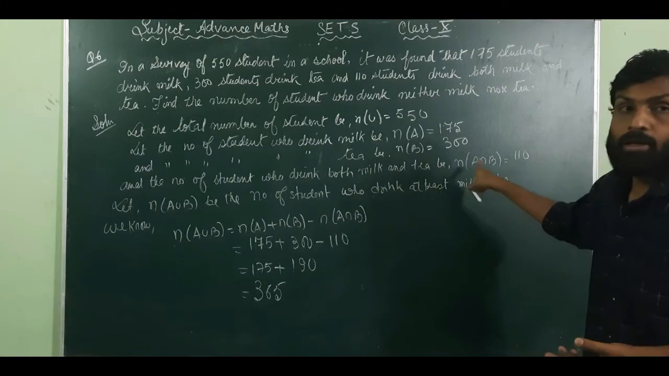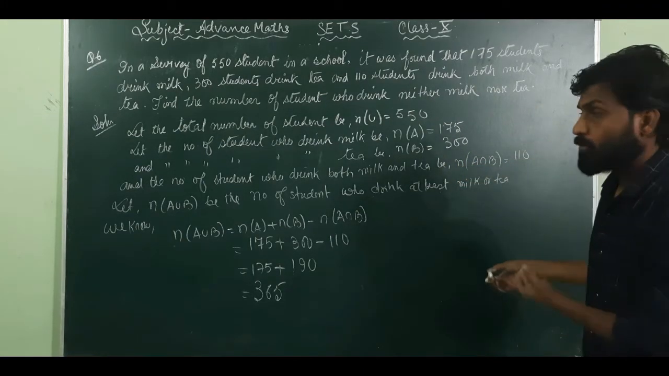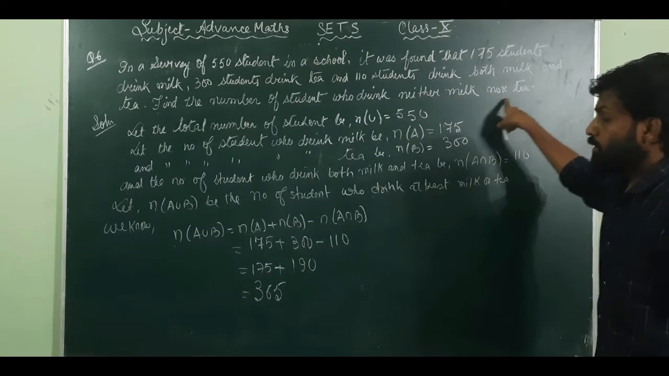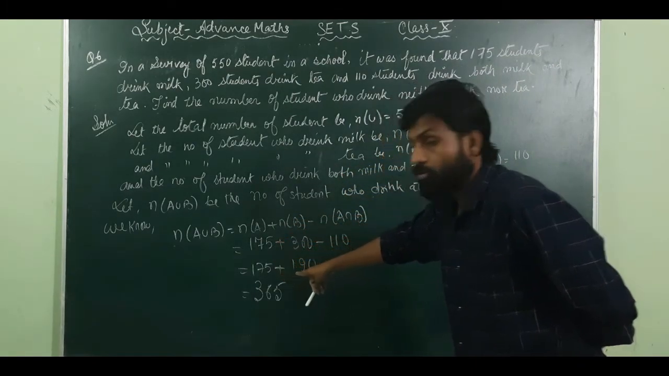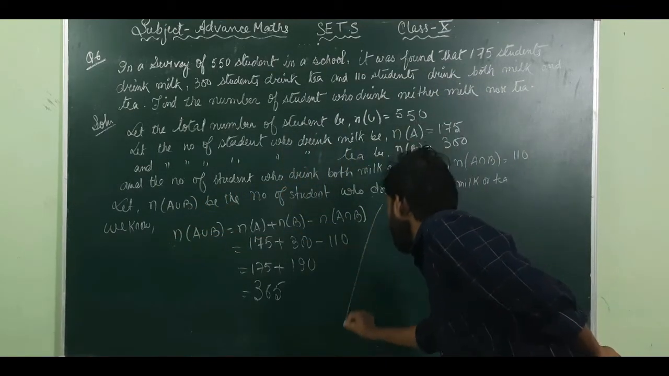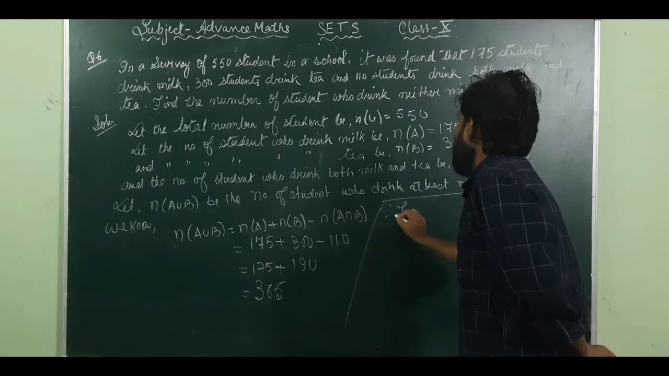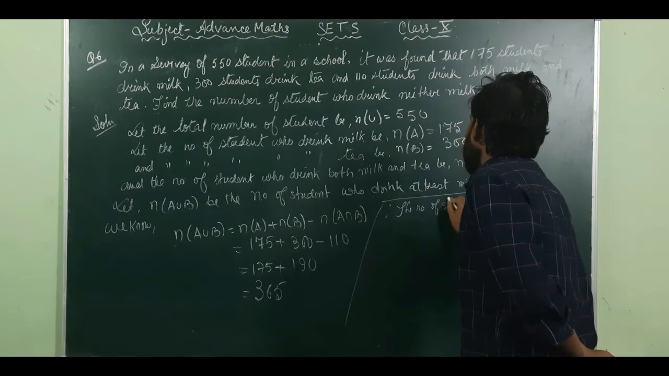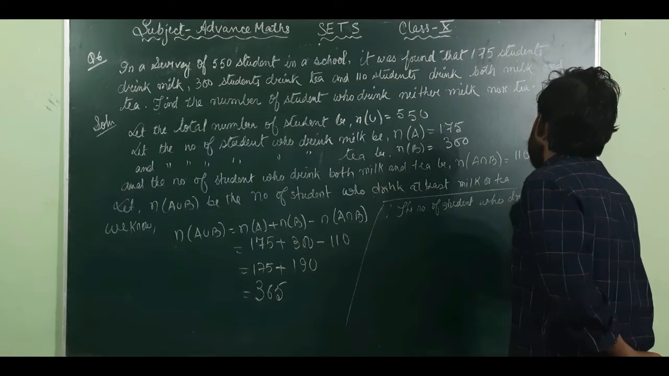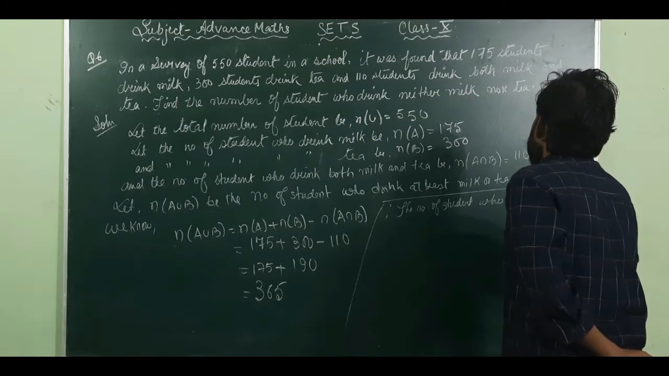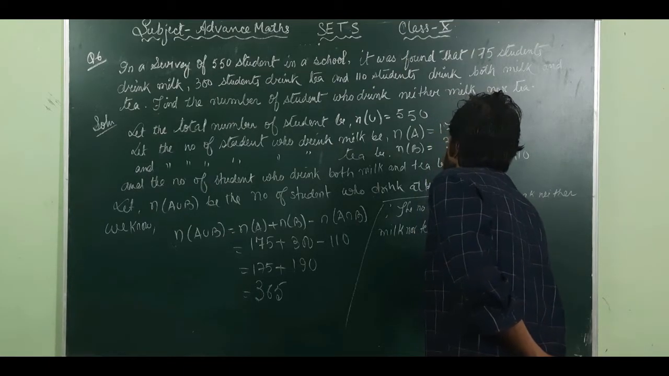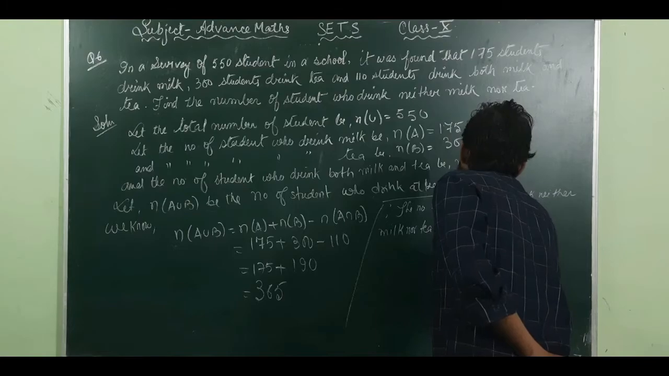Either they are going to drink tea, or they are going to drink milk, or they might drink both of them. But we are saying what? We have to find the number of students who drink neither milk nor tea. That means they are not going to drink tea and they are not going to drink milk. That means we have to find the complement of this one. So what is the right answer here? Therefore, the number of students who drink neither milk nor tea is n of A union B complement.